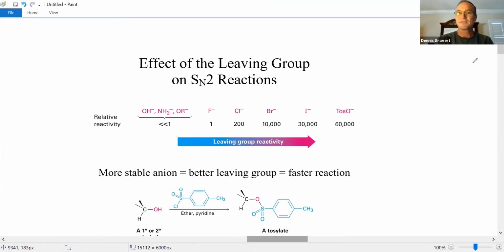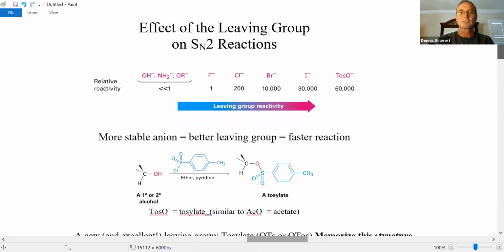Third factor, the leaving group, the nature of the alkyl halide, the halide group. So what's the pattern? Well, iodide's the best, fluoride is the worst. This chart actually includes other potential leaving groups. So if you had an alcohol group and you said, hey buddy, can you do an SN2 reaction? The hydroxide group says, nope, I don't go very well at all.